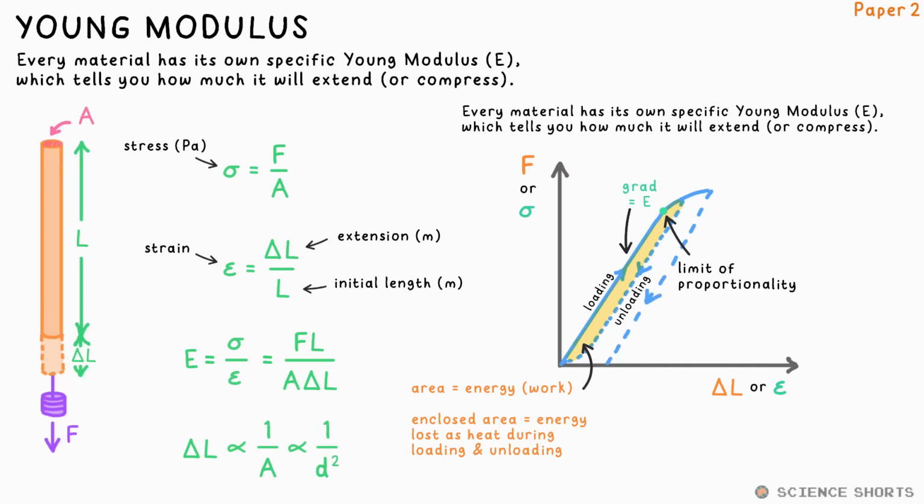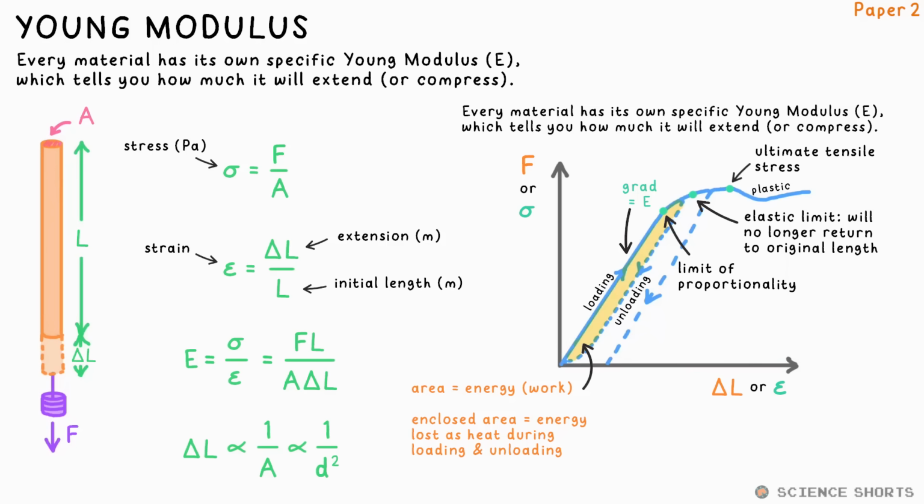Increase the force even more and it won't return to its original length. We've gone past the elastic limit. It's now undergoing plastic deformation instead of elastic. The highest point of the curve is called the ultimate tensile strength. The line can go down after this point as the wire or cable or whatever starts to neck.